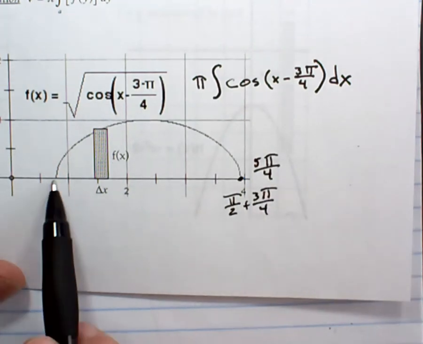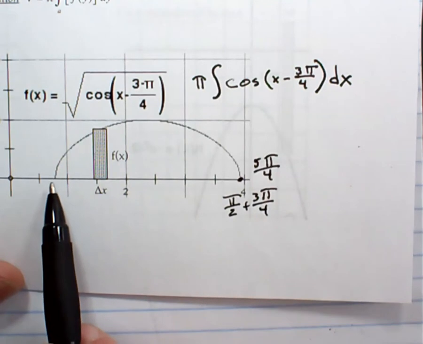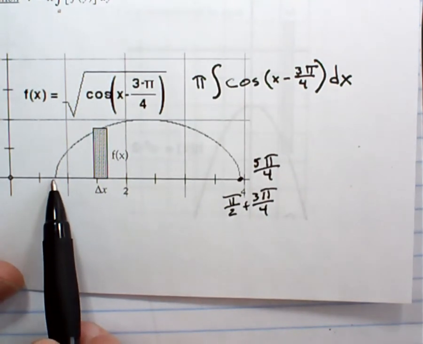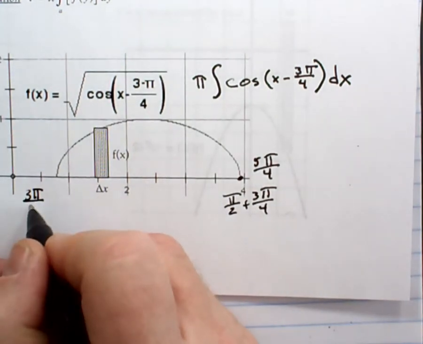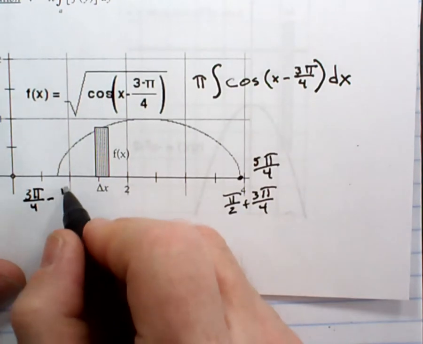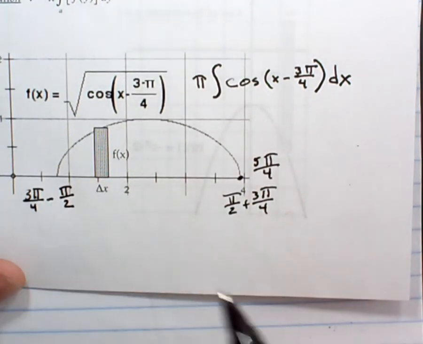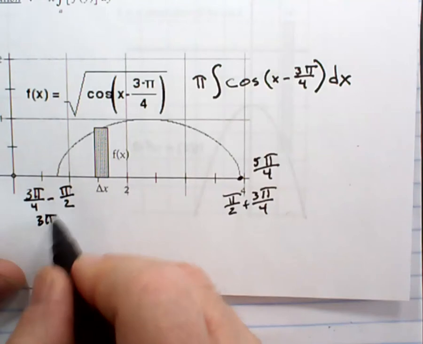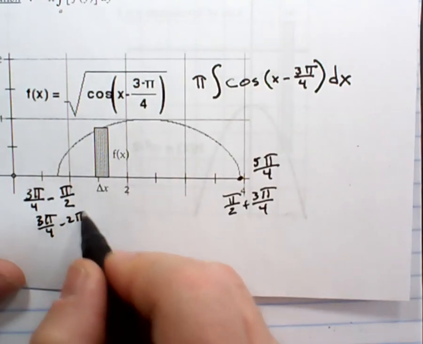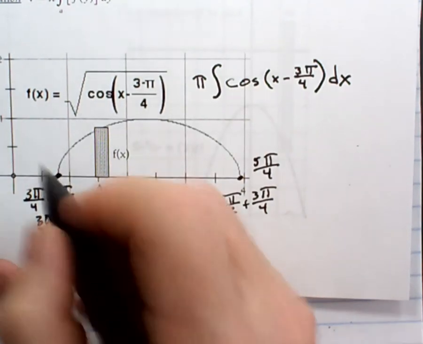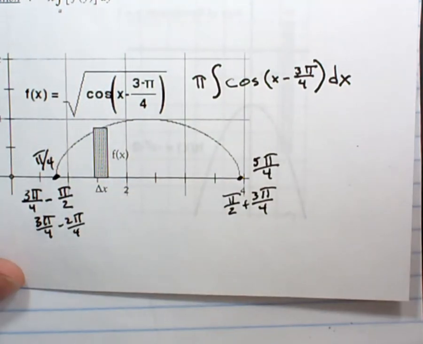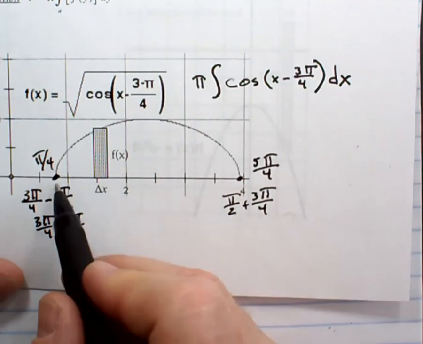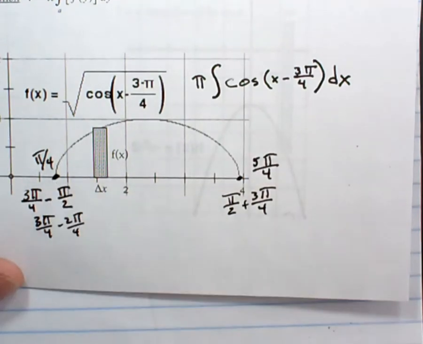So what does this have to be? Ah, 3 pi over 4 minus pi over 2, right? And that's the same as 3 pi over 4 minus 2 pi over 4. So this has got to be pi over 4, or about 0.7 something, right? Does that look like that's 0.7 something? Yeah. So what am I going to do next?